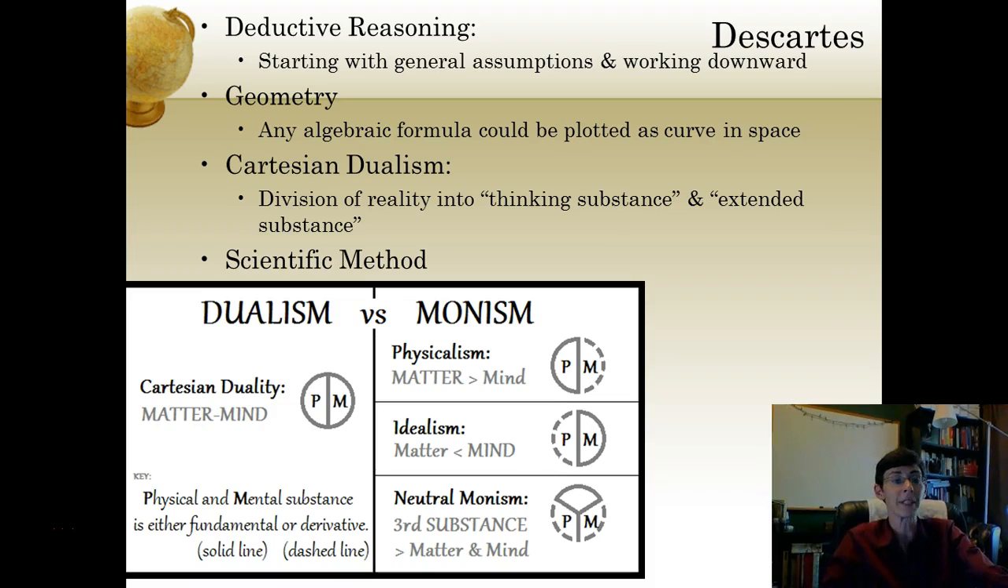Okay, so in monism, physicalism is that the mind is less than matter. Matter is greater than the mind, right? And idealism, the mind is greater than matter. So then you have neutral monism, where there's a third substance that is actually greater than matter and mind, right?